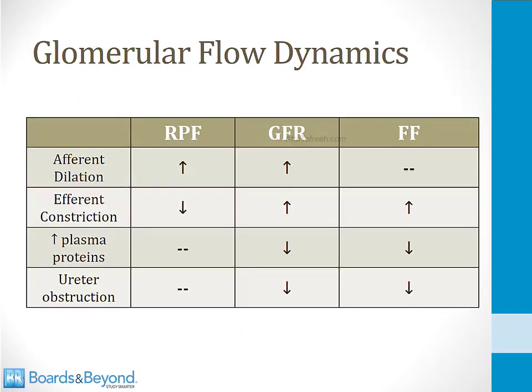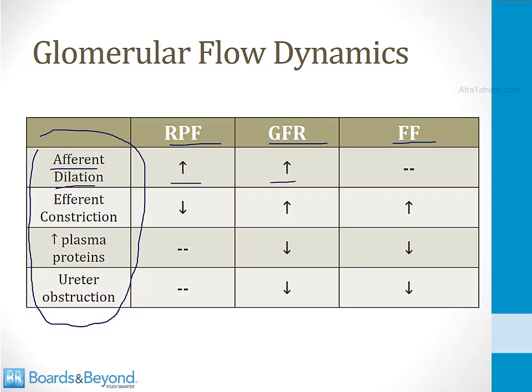So on this page, I've summarized the glomerular flow dynamics we've been talking about in the last few slides. There are many disease states and drugs and other situations where all these things shown here can be altered. So it's important to understand the effects that these have on renal plasma flow, glomerular filtration rate, and the filtration fraction. So if we start with afferent arteriole dilation, that will increase the renal plasma flow and the GFR, but have no effect on filtration fraction. If you were to constrict the afferent arteriole, the opposite effects would occur.